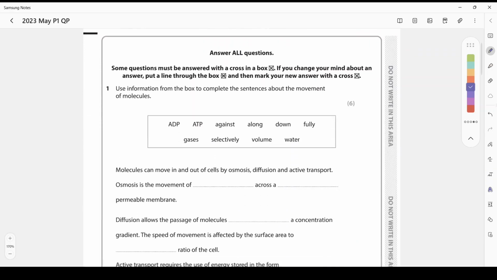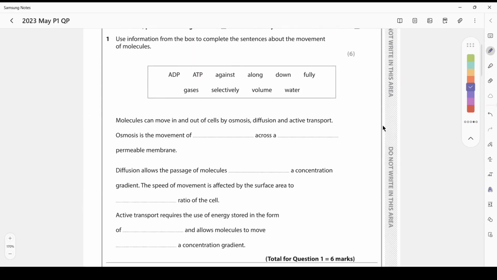All right, let's get started with the first question. Use information from the box to complete the sentences about the movement of molecules. So molecules can move in and out of cells by osmosis, diffusion, and active transport. So the first part, it says osmosis is the movement of water across a partially permeable membrane, or in this case, they have the word selectively permeable membrane, so we'll just use that.